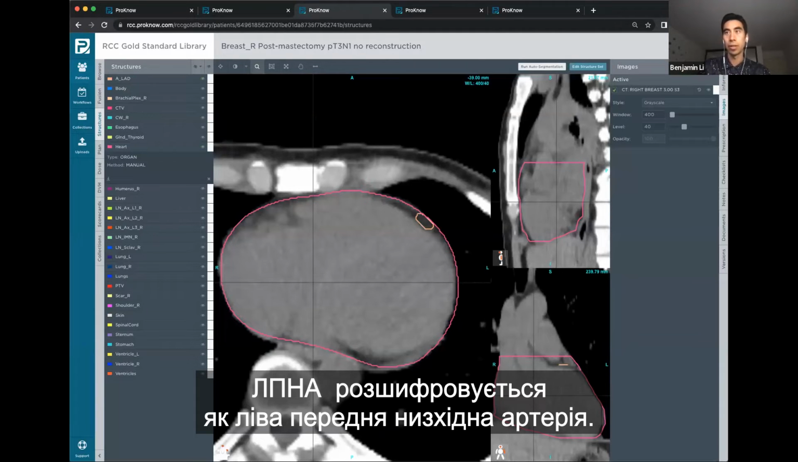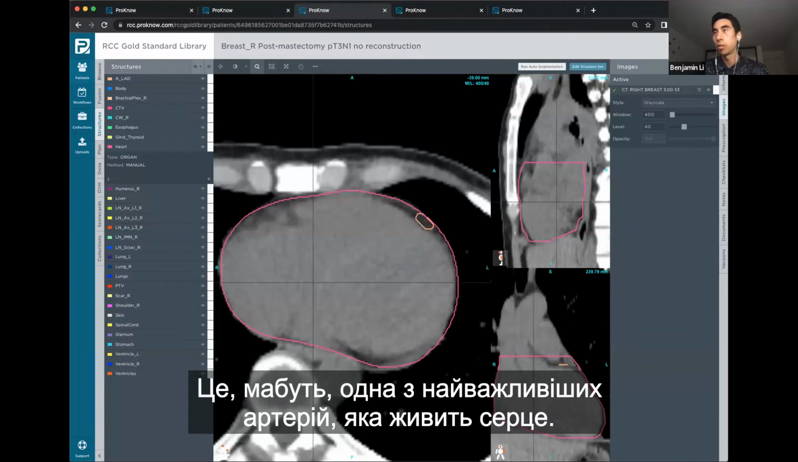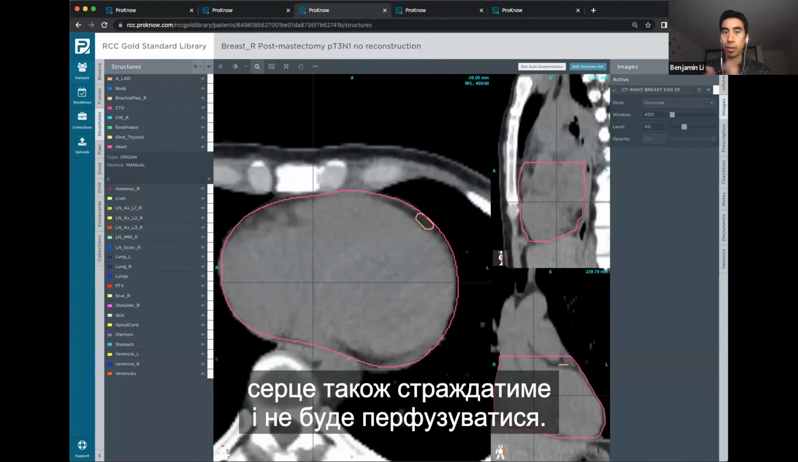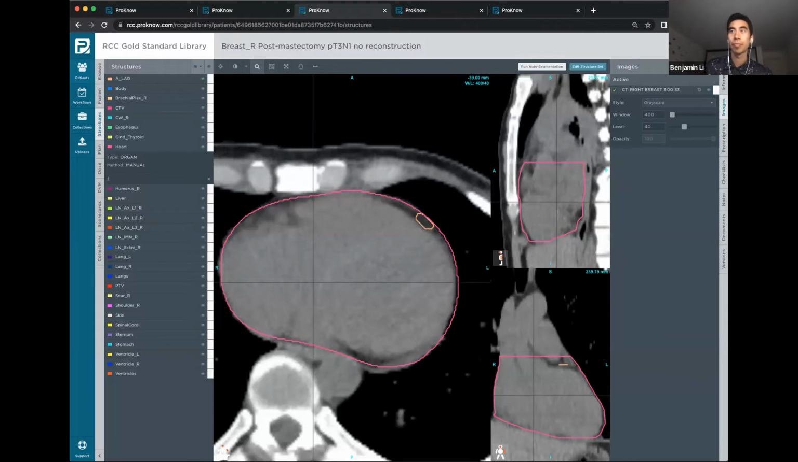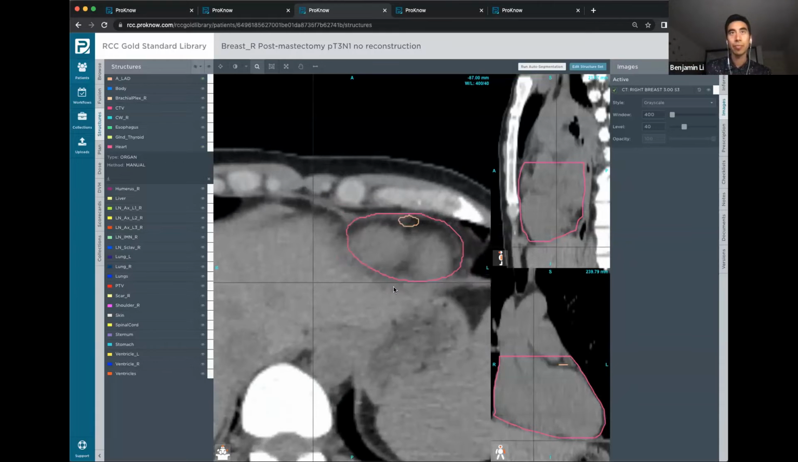LAD stands for left anterior descending artery. It's possibly one of the most important arteries that actually supplies the heart. So if that artery gets radiation, becomes atherosclerotic, the heart is going to suffer and not be perfused as well. So it's kind of like the heart's own blood supply. Does that answer your question? Yes.